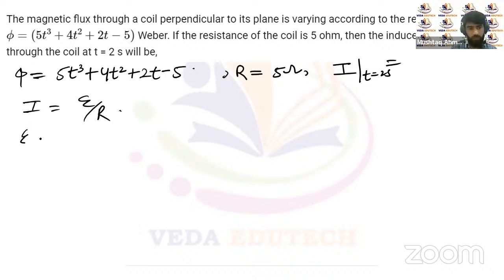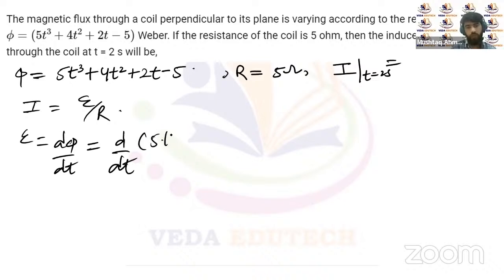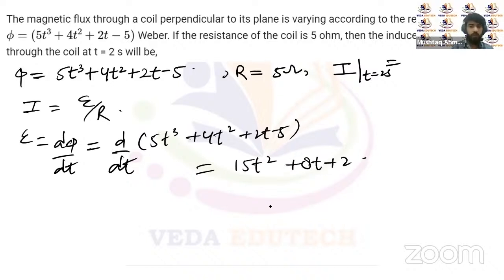So the magnitude of the induced EMF will be dφ/dt, which has to be equal to, we'll just differentiate this equation, 5t cube plus 4t square plus 2t minus 5. That will be equal to 15t square plus 8t plus 2. Now, this is the induced EMF.